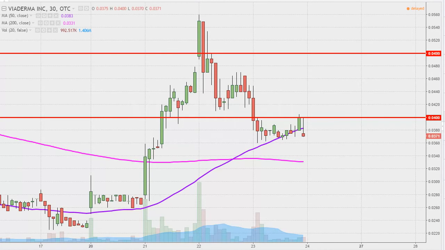So all in all, the uptrend is still intact, but the bulls are being tested right now, so we'll see how they react to close out the week tomorrow.